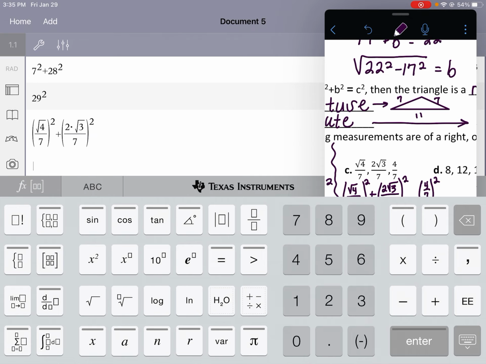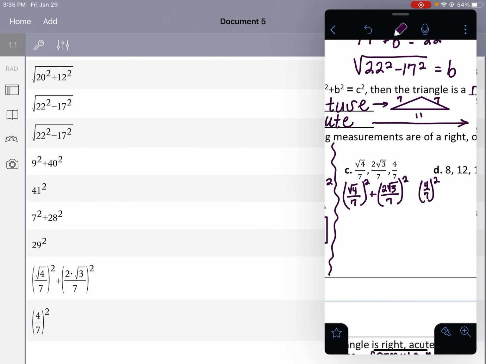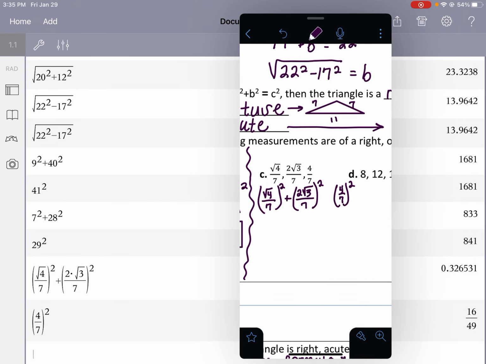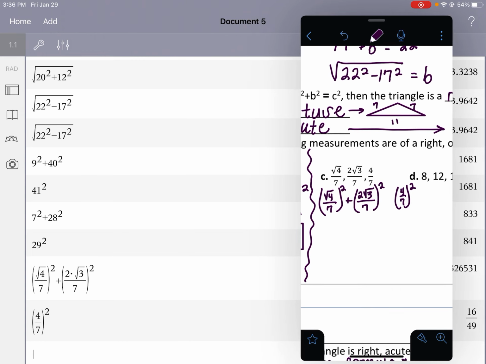And then we'll just do 4 over 7 to the second power. Again, you have to use parentheses when you're raising a fraction to a power. Very important. Okay, so let's see what we got. Okay, so for the first one, we have a decimal. For the second one, we got a fraction. So we're just going to need to change the second one to a fraction.